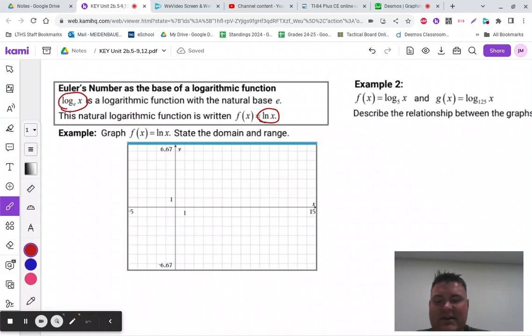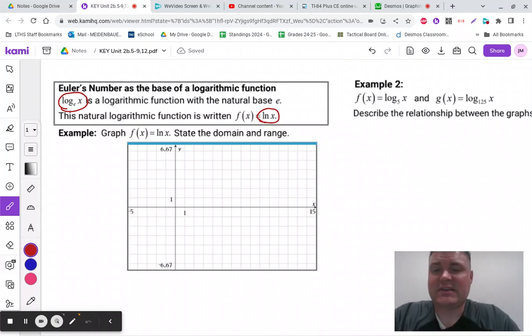We use ln of x just because it's much easier when you get into calculus, because again, the rate of change of e to the x is equivalent to its height. So it's just easier to use ln of x, a lot of times not just for transformations, but for rates of change. So get familiar with ln of x.